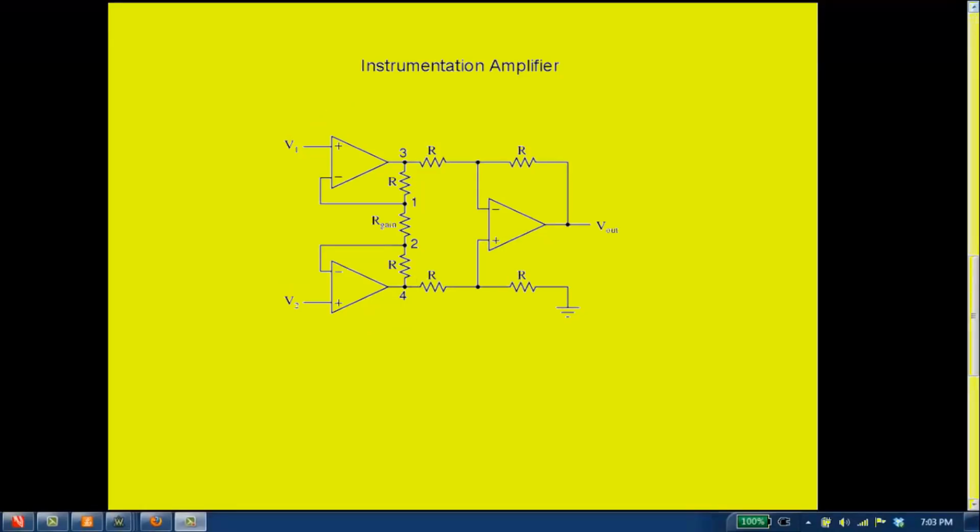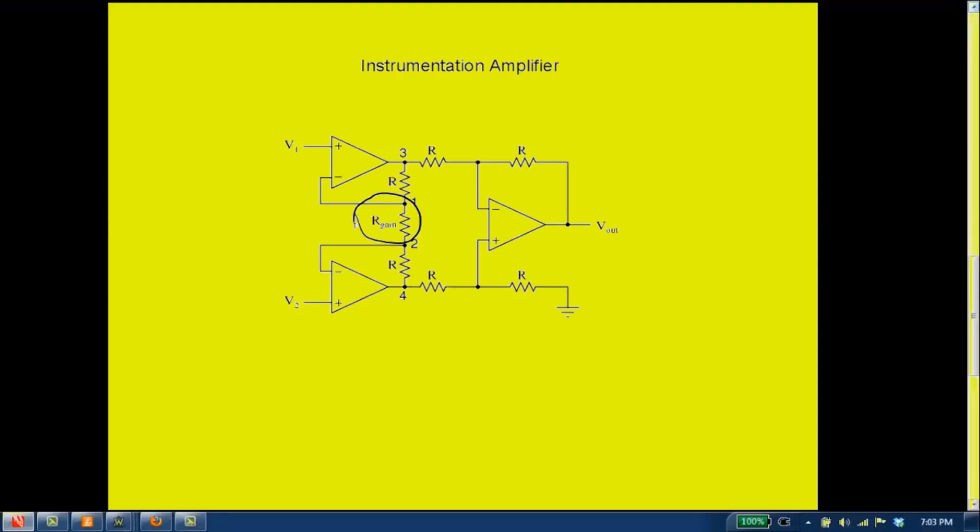Now when put together like this, there are a couple, as I mentioned, very useful properties. One is that you can get very high gains out of an instrumentation amplifier, and you do so by changing the value of one resistor. So there's this resistor right here called R gain, and depending on what you set that to, it will determine what the overall gain of the instrumentation amplifier is.